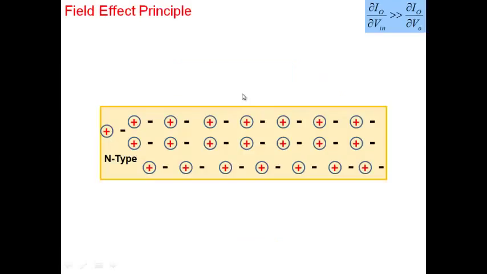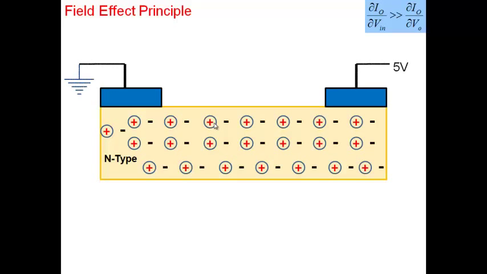All right, so let me remind you about the field effect principle. If we have a piece of N-type semiconductor, we know that there are a lot of electrons in it, along with ionized dopant atoms, denoted by positive charge here. If you take this piece of N-type semiconductor, put two contacts, and apply a voltage to the piece of semiconductor, the electrons are going to flow into this particular contact. The current will flow from 5 to 0 here.